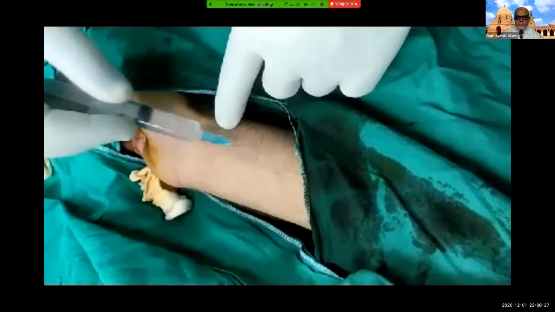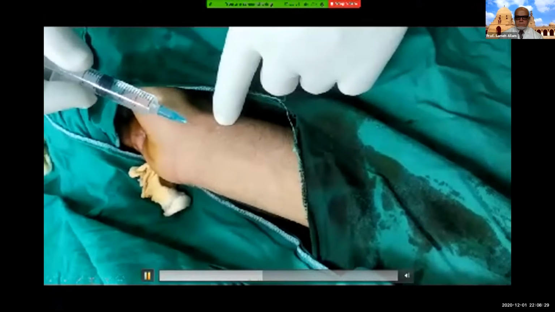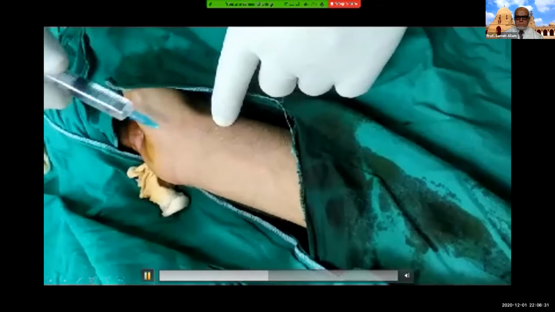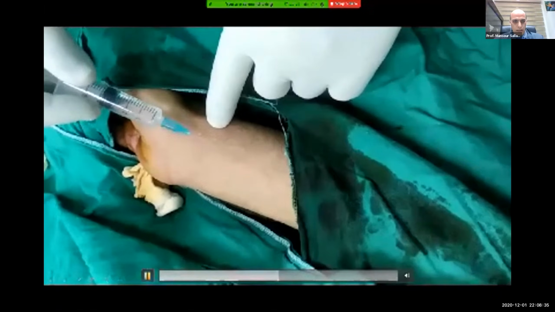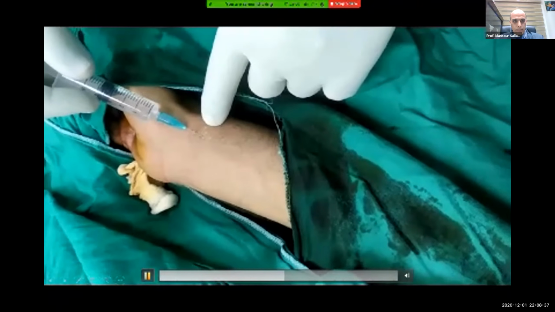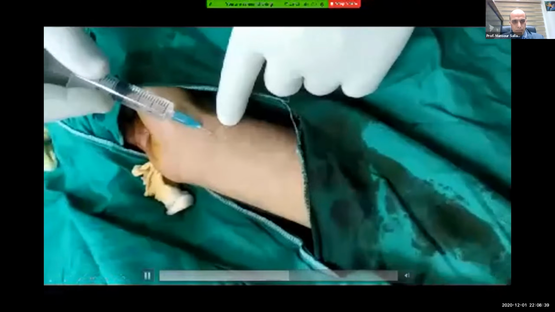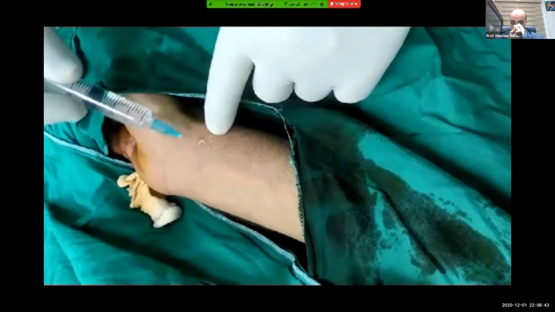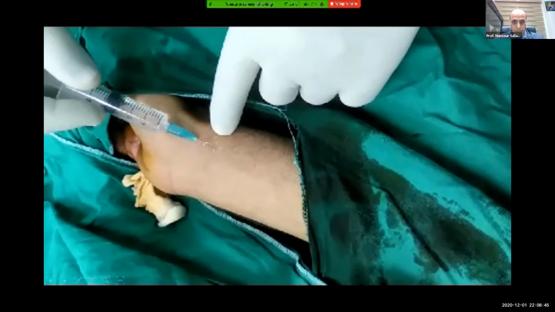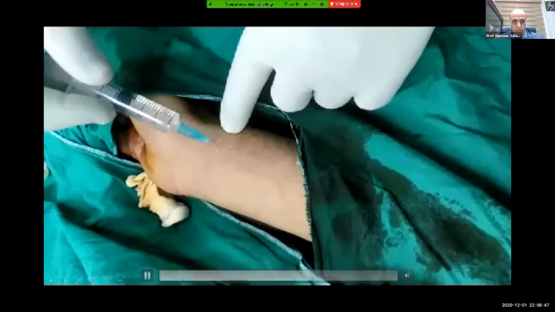Usually the radial artery bifurcates approximately 4 millimeters away from the crease. So it may bifurcate here, and you will get the superficial palmar artery, a small and spastic artery, and this usually results in failure. So I will give local anesthesia.